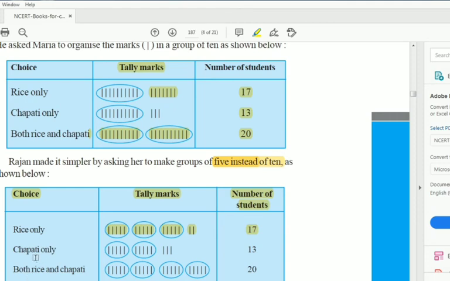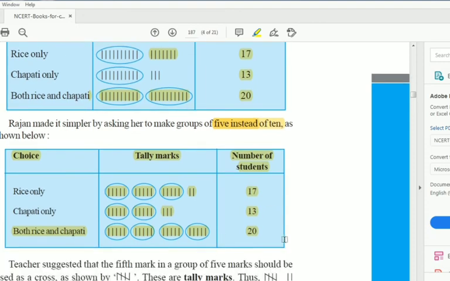So how many students want chapati? 5 ones are 5, 5 twos are 10, 10 and 3, 13. And this method is also time saving. How many students want both rice and chapati? 5 ones are 5, 5 twos are 10, 5 threes are 15, 5 fours are 20. 4 circles are there and one circle consists of 5 lines. So 5 fours are 20. Like that, we can easily count the total number of students with respect to their choices.